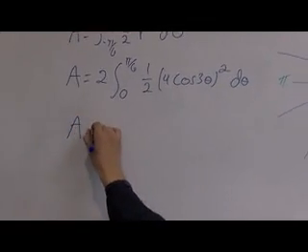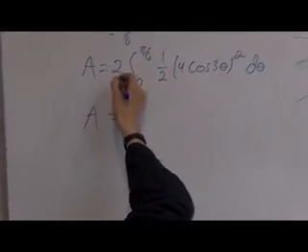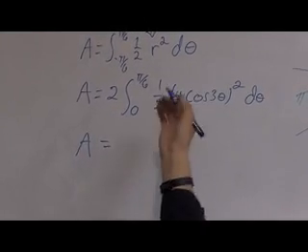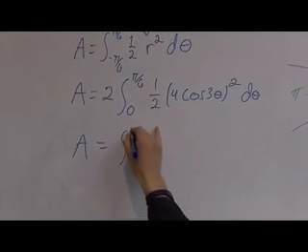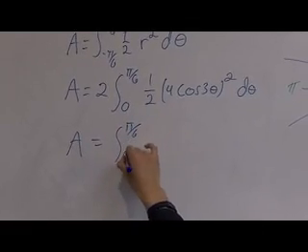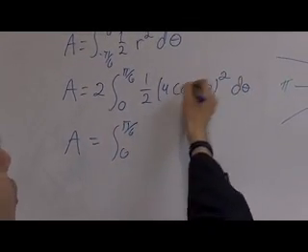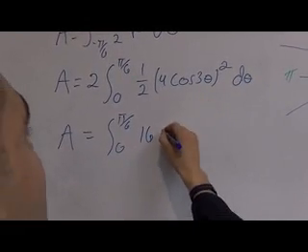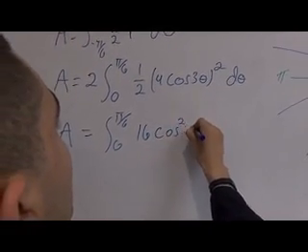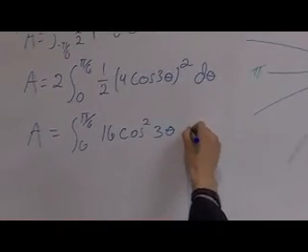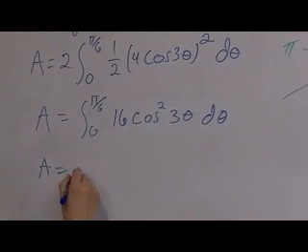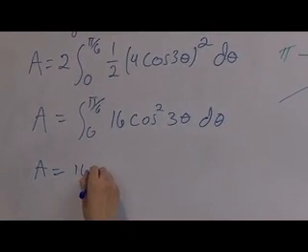So if we pull out this 1/2 and multiply it by the 2, it's going to be 2 times 1/2, which is just 1. So it's going to be the integral from 0 to pi over 6, and 4 squared is 16, and it's going to be cos squared 3 theta, d theta. So we can pull out the 16.